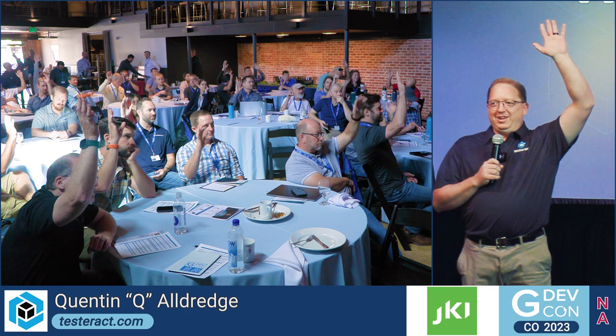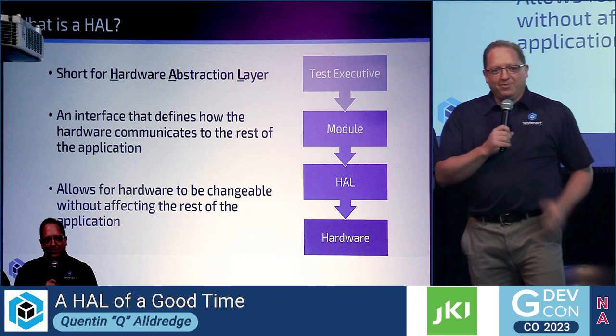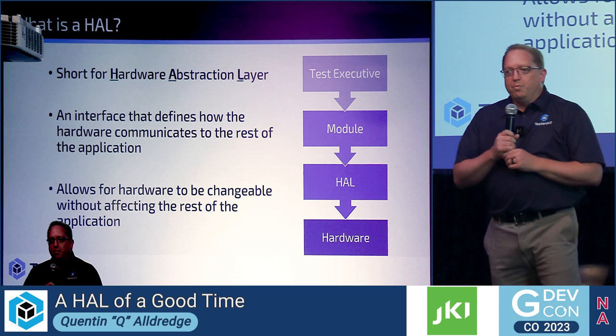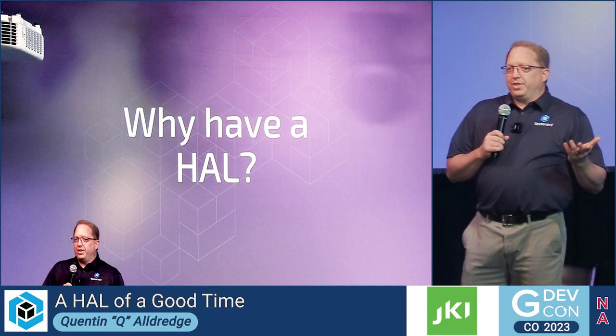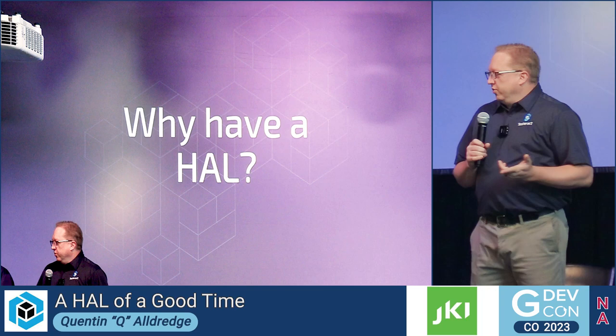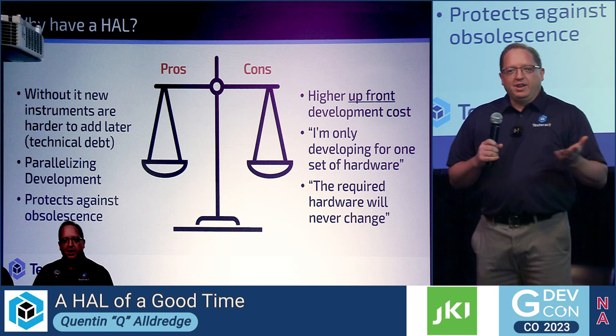So first off, we want to ask, how many people here know what a HAL is? Okay, good, most people. So we probably don't need to go over what a HAL is. It is definitely not a rogue AI that takes over a spaceship. It is actually a way to make it really easy to swap in and out hardware and to basically battle obsolescence. So one thing we want to ask is, why have a HAL? And just like I said, to battle obsolescence, parallelize development, all of these things. For those that know what a HAL is, let me ask one more question. How many actually use a HAL in their frameworks? Good, all right. So you're all convinced of this already.